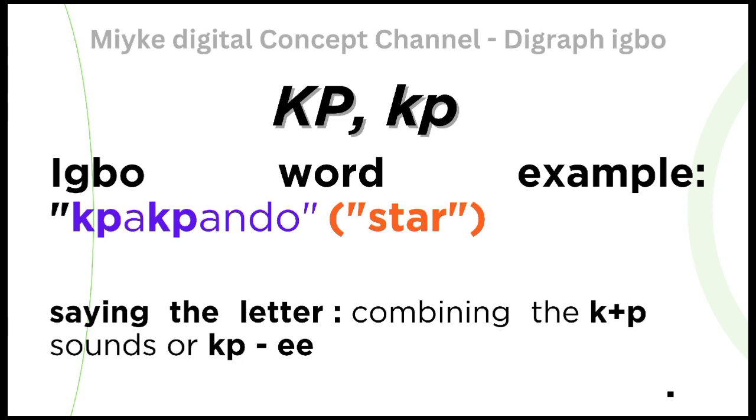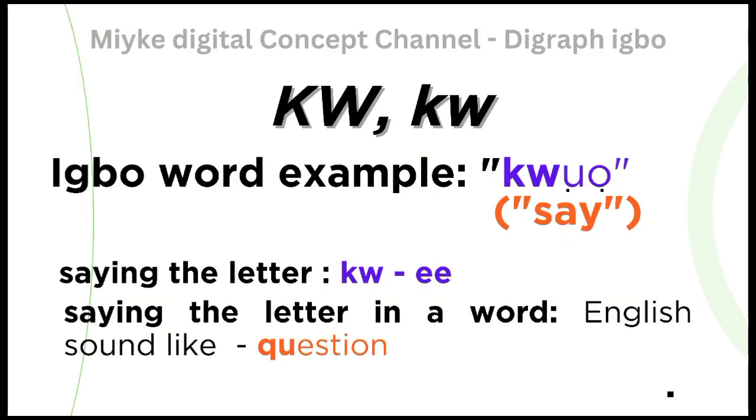And the other one, which is a combination of letters, that is KW, kwe, saying kwo, kwe, kwu, saying the letters. In English it can come close to an example like question. Yes, question in English. Now we are going to the next one, that is n.